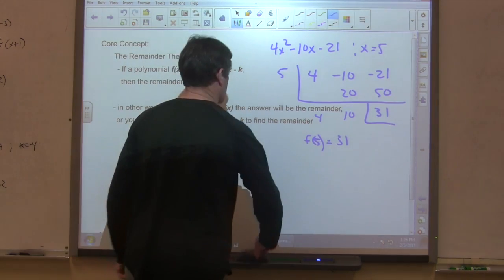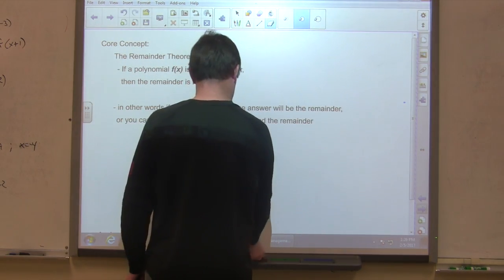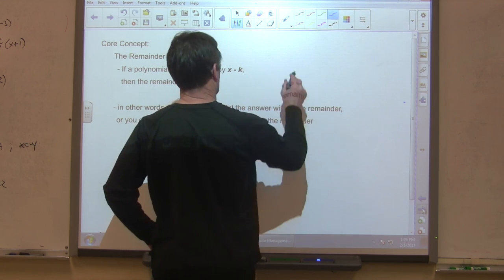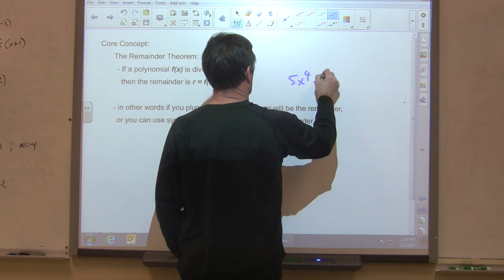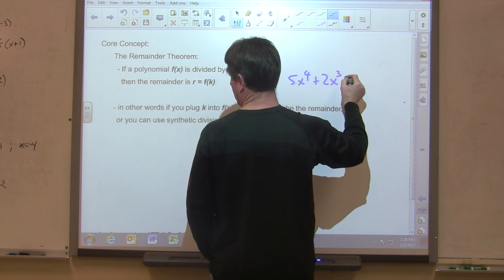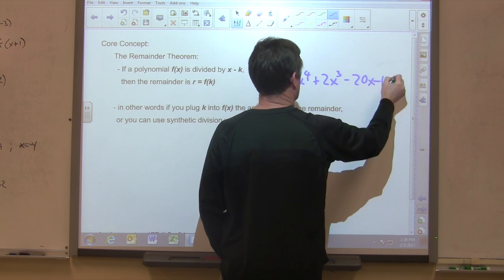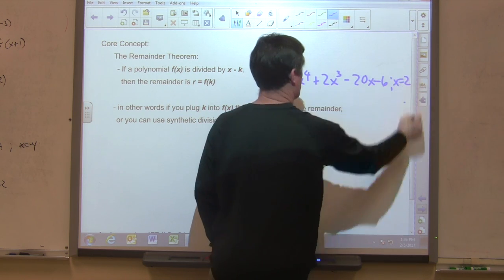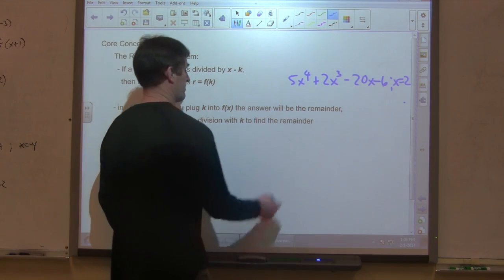So one more for you to try. Five x to the 4th plus 2x to the 3rd minus 20x minus 6 when x equals 2. So again, pause it, try it, and then come back and check it.